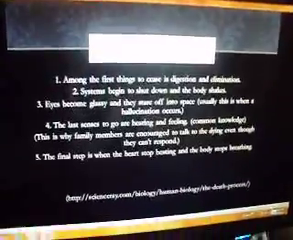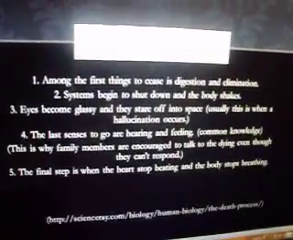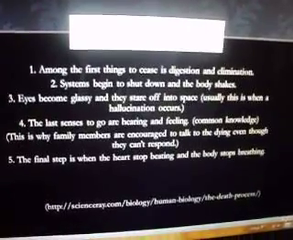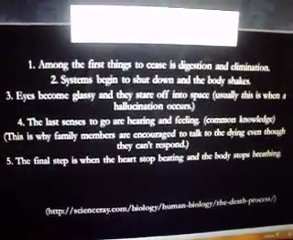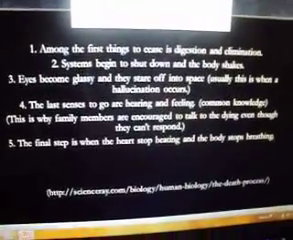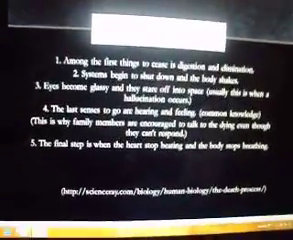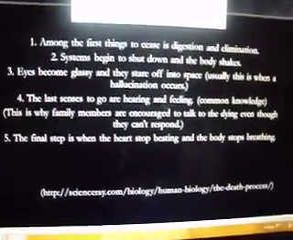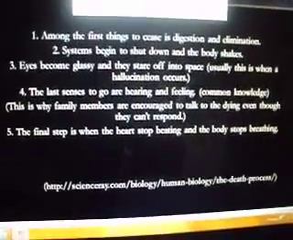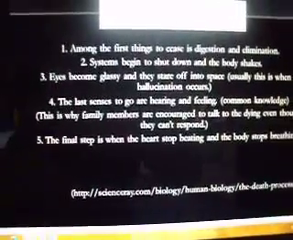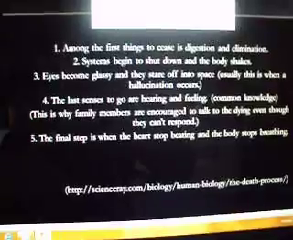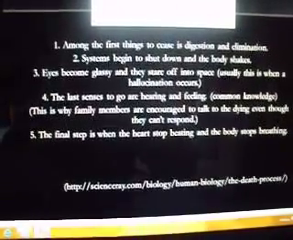In the process of dying, a few things will happen. First is cessation of digestion and elimination. A person's going to eat less and will eventually stop eating altogether. Therefore, they're not going to use the restroom at all. If there's nothing in you to come out, then nothing's going to come out. Systems begin to shut down and the body starts to shake. As your liver and your stomach shut down, occasionally your body will have spasms that show that your body is shutting down. The eyes become glassy and they stare off into space. Usually this is when hallucinations occur.